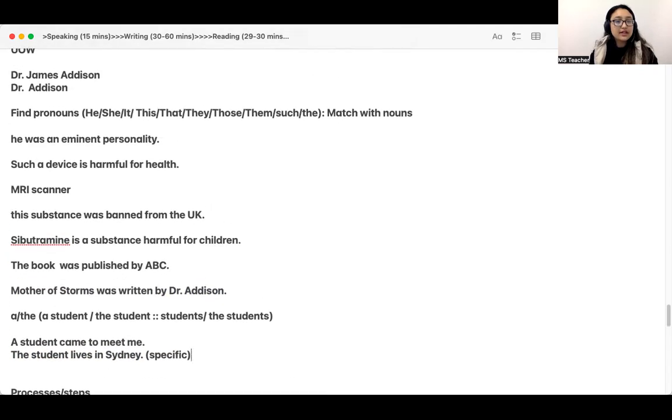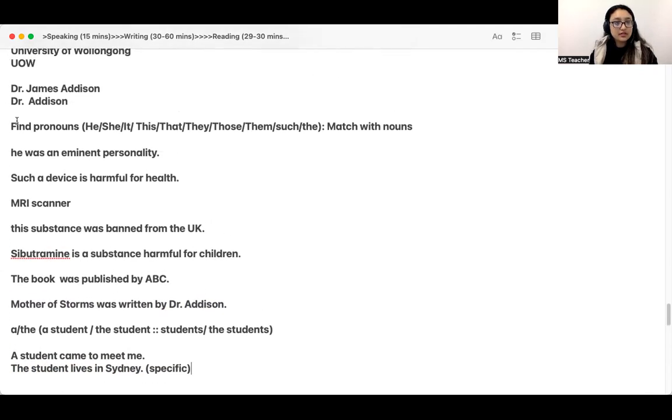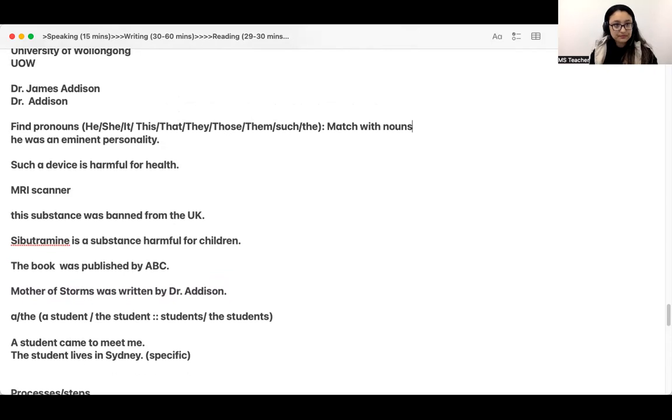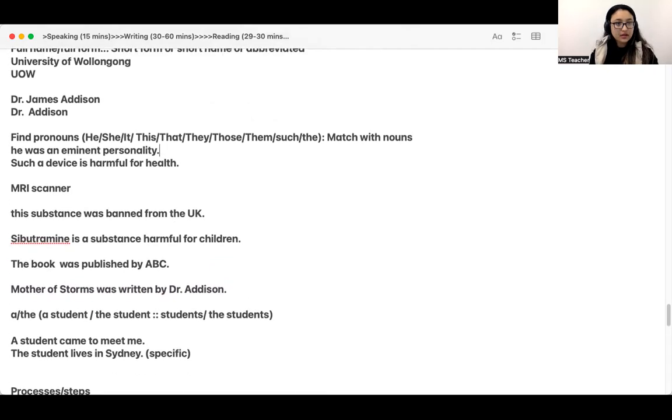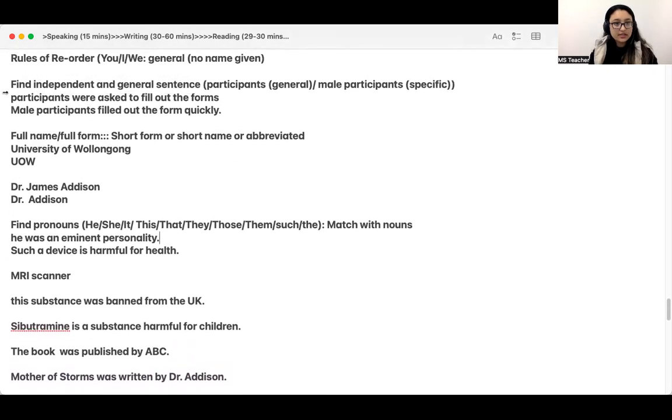So let's revise what we have done here so that you can connect the dots. First thing we did was finding the independent sentence and the general sentence. There might be cases where you find two independent sentences or all sentences are independent. Choose the most general sentence as your first sentence out of all. There has to be one sentence which is the most general.